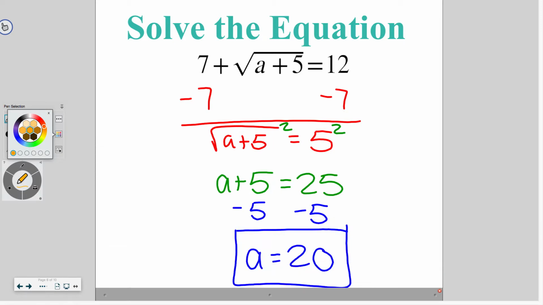First thing we do is subtract 7, square to get rid of the square root, and then subtract 5 to get a final answer of 20.